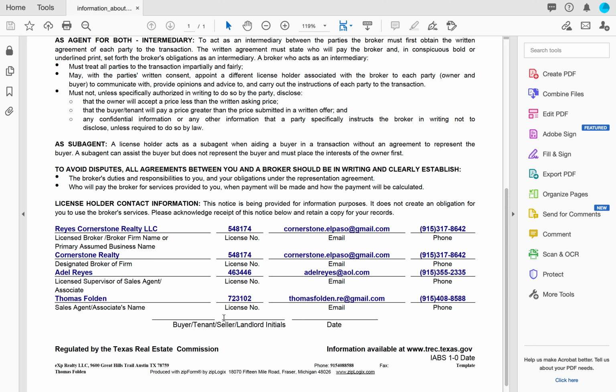Now, before you move to a listing agreement or a buyer representation situation, you have to send them this and get their initials. Okay, so this is one of the first documents that you will send and get acknowledged.